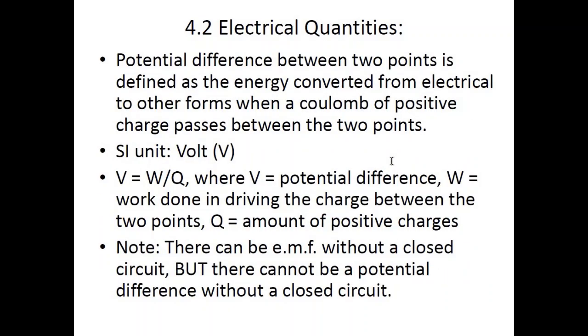The potential difference between 2 points is defined as the amount of energy that is converted from electrical to any other form when 1 coulomb of positive charge passes through the 2 points. Its unit is also volt, and its formula is the same, work done upon charge. W is the work done in driving the charge, whereas Q is the amount of positive charge. Note, there can be EMF without a closed circuit, but there cannot be a potential difference without a closed circuit. For a potential difference, the circuit has to be closed, it has to be complete.